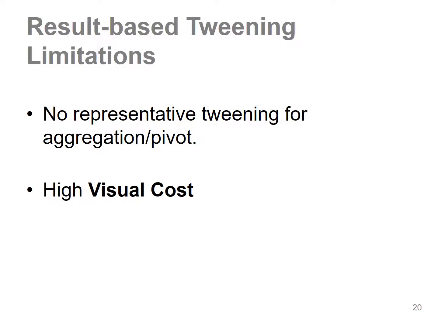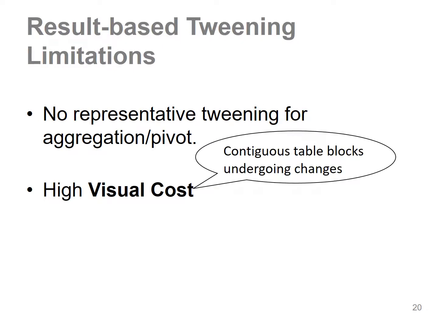We define visual cost as the number of contiguous table blocks undergoing changes between two consecutive micro operations. The tree diff approach works on cell level, which causes a high number of edits between each frame. Also, there could be a few ambiguities in the transformation using result-based tweening.